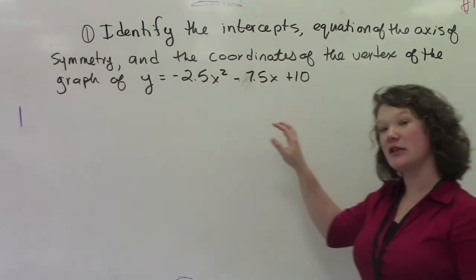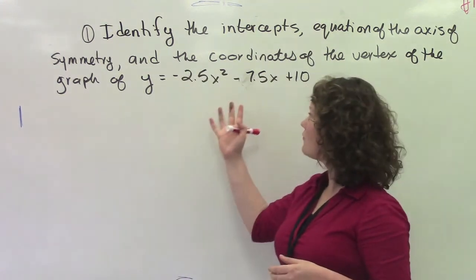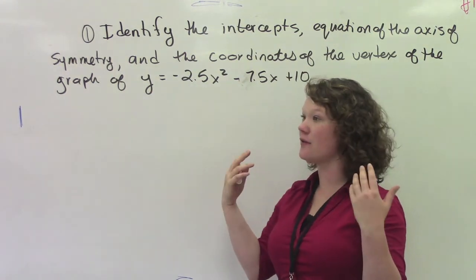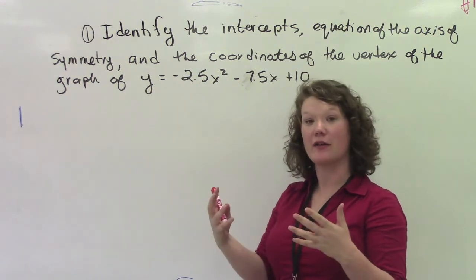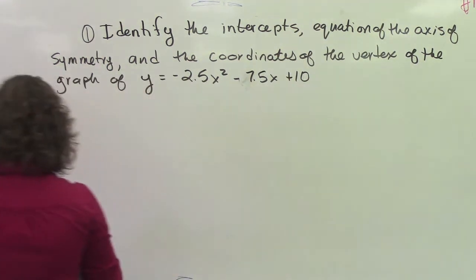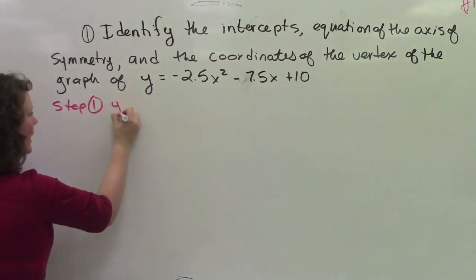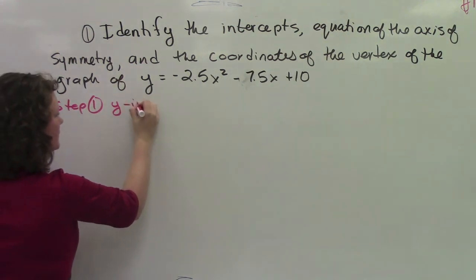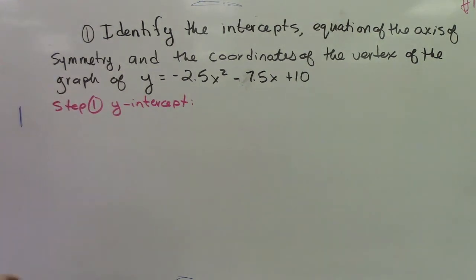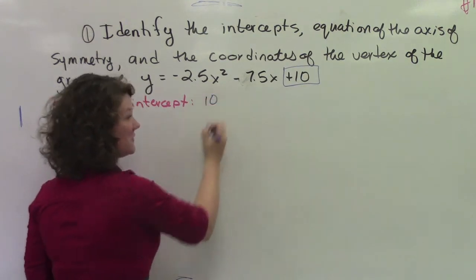So instead of changing this into standard form, what I want us to try to do is to just use what we know of the quadratic function from the first video and apply it to this question. So step 1, identify the y-intercept. Well, that's really easy. We know that our y-intercept is always just our c, so it's just 10.